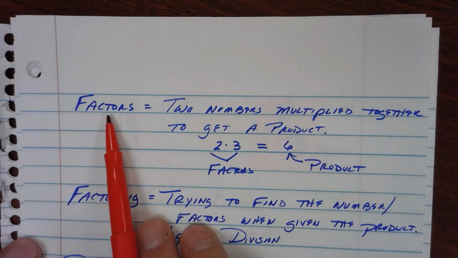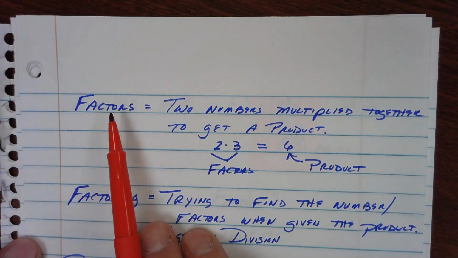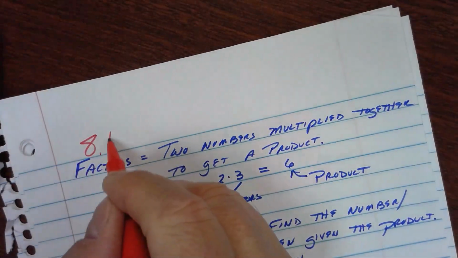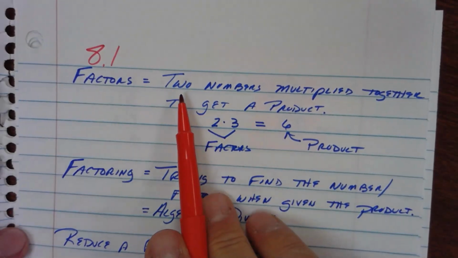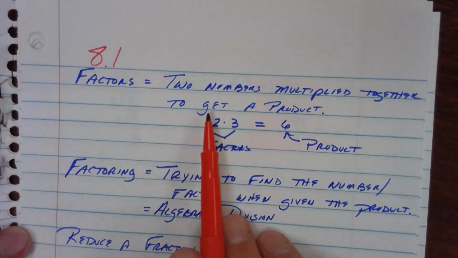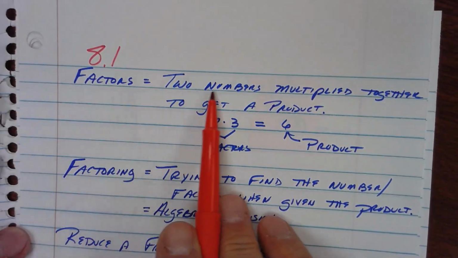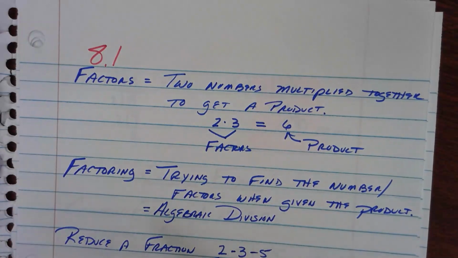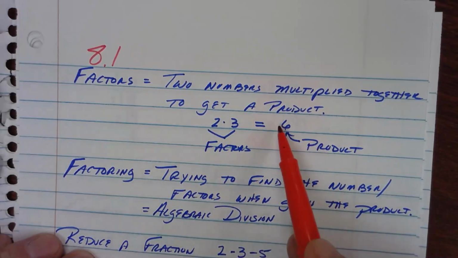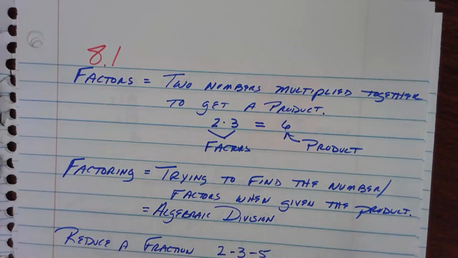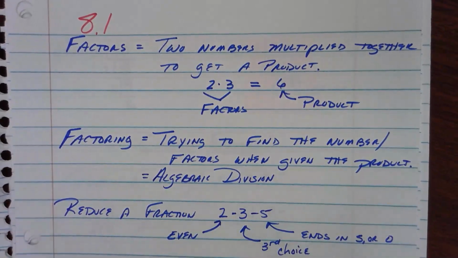Remember factors, and we're talking about section 8.1, which is factors and greatest common factors. Factors are two numbers that are multiplied together to get a product. A factor is two numbers, because you can only multiply two numbers at a time. It can be multiple numbers, but the numbers that are being multiplied are the factors. The product is the result of the multiplication that you just did. Factoring is the reverse of that, where you're trying to find the numbers or factors when you're given the product.